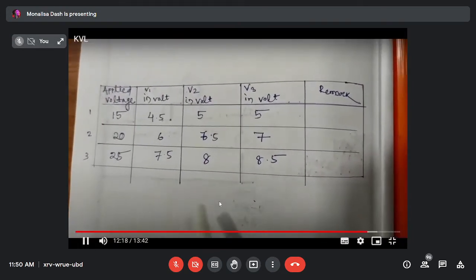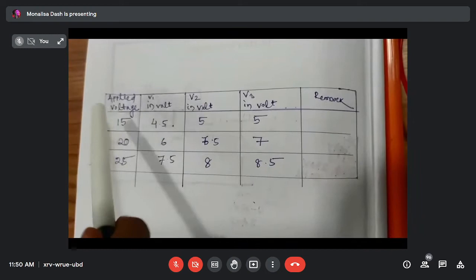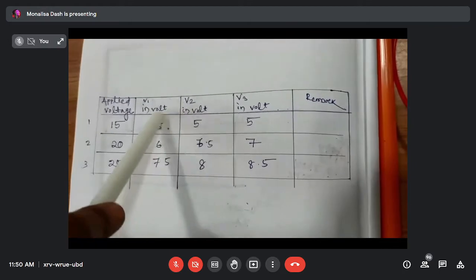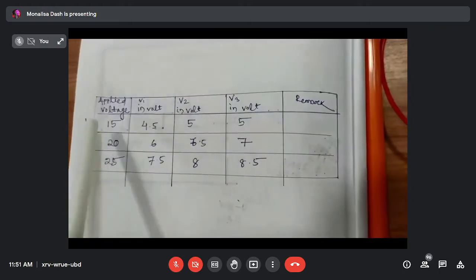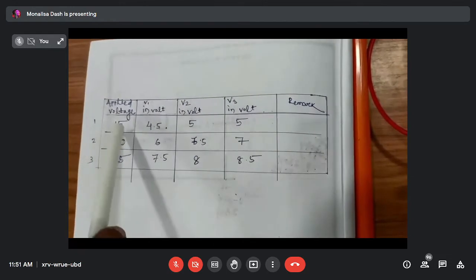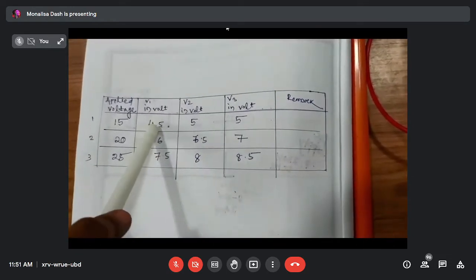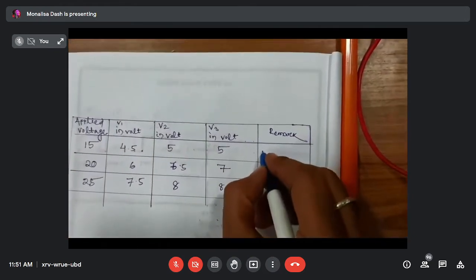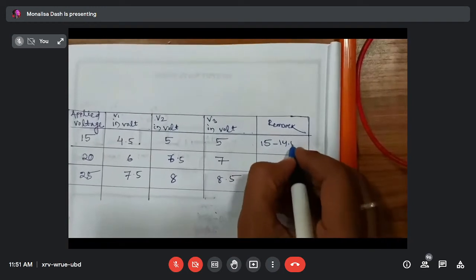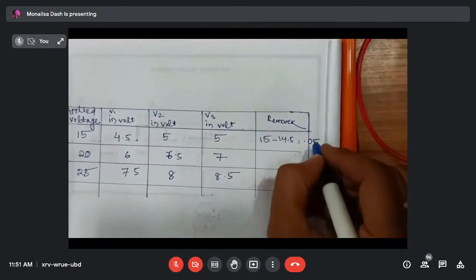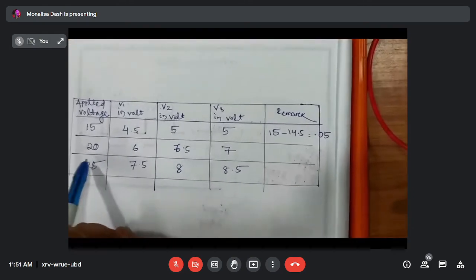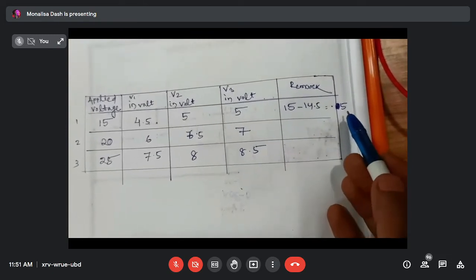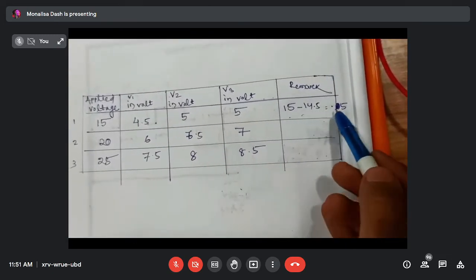Now we will go for calculation. According to KVL, the applied voltage is equal to the summation of V1, V2 and V3. In the first observation, applied voltage is 15, and the summation is 4.5 plus 5 plus 5, which is 14.5. 15 minus 14.5 is 0.5. Sorry, it is 0.5, not 0.05, so the error is 0.5.